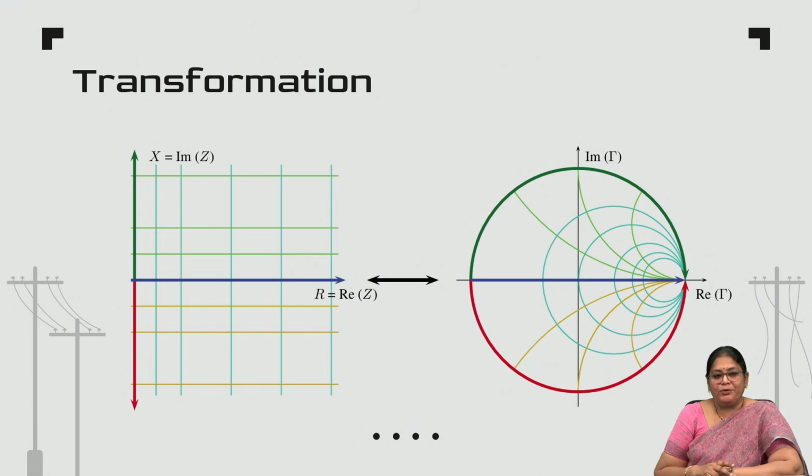Now if I have to plot a particular point, R plus jX, it is going to be above the R axis in the right side quadrant. Similarly, R minus jX, a negative reactance component, is going to be below the R axis. So this is what we can understand from the simple Cartesian representation of a complex impedance like R plus jX or R minus jX.